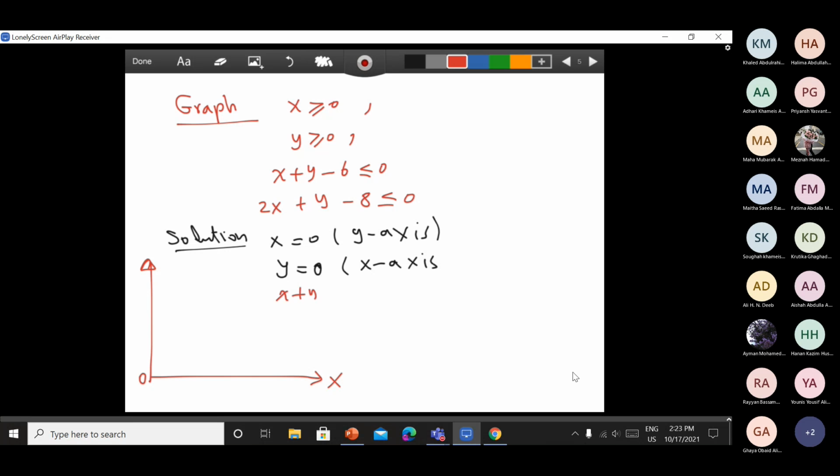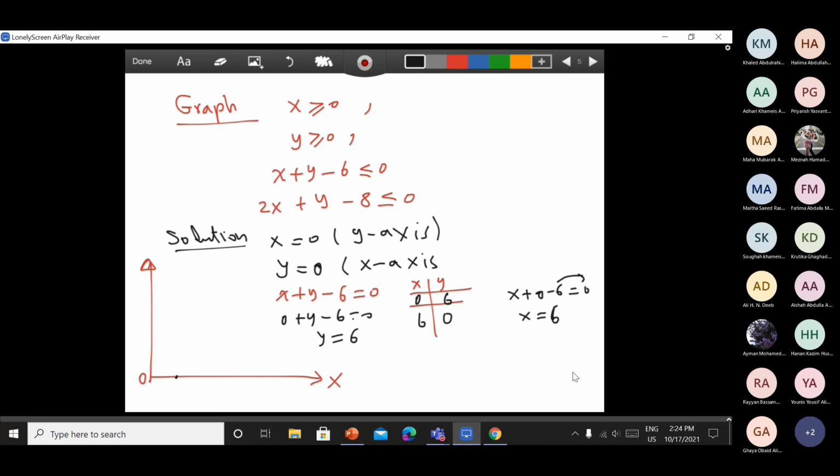x plus y minus 6 equal to 0. I need 2 points to graph this one, x and y. Yes, put x equal to 0. When you put x equal to 0, you have y minus 6 equal to 0, so y equal to 6. Now put y equal to 0. You have x plus 0 minus 6 equal to 0. Move this one to the other side, so x will be equal to 6. Okay. Now I can graph this one.